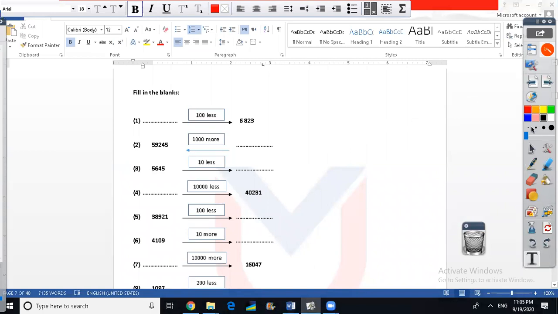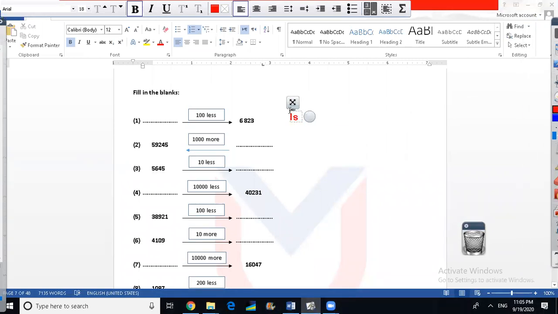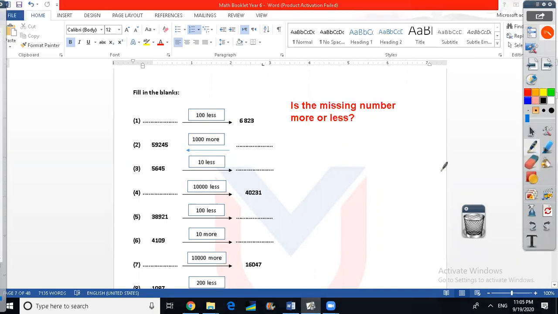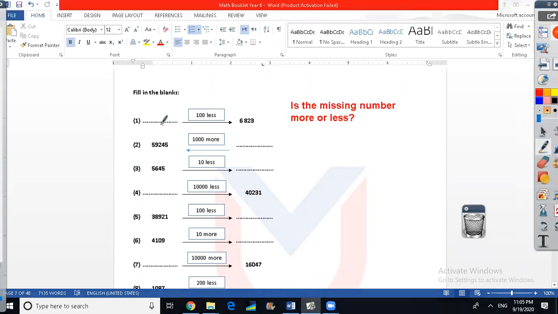There is only one question that you should ask yourself, and it is: is the missing number more or less? Is the missing number here less or more? And how can we know this, Mr. Ahmed? Let's have a look at, for example, the first question.